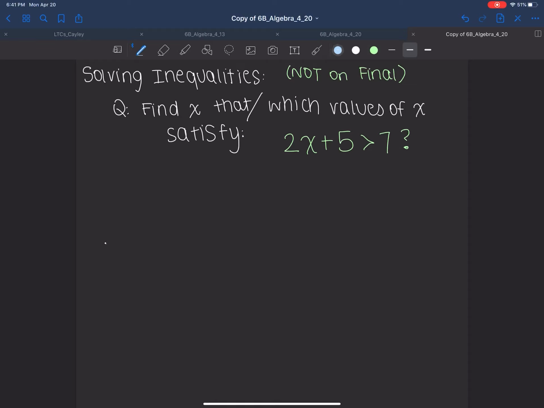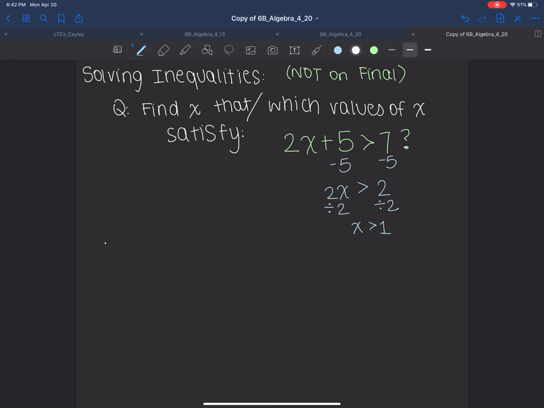Solving the inequality will look a lot like solving the equation if this were an equal sign instead of an inequality. So I'm allowed to subtract 5 from both sides of the inequality. Then I'll get 2x is greater than 2. If I were doing this to an equation, I would divide both sides by 2, and I'll have x is greater than 1. To double check ourselves, I can choose some x that's greater than 1, let's say x equals 4, and check that this inequality is true.